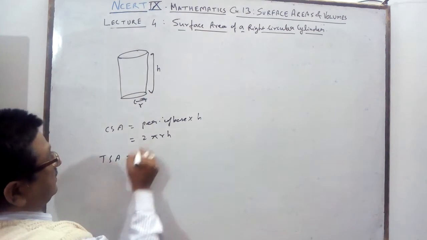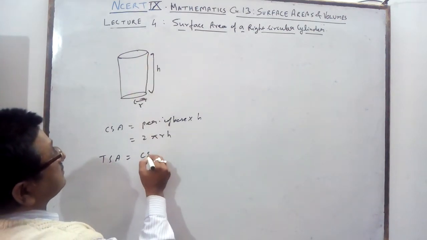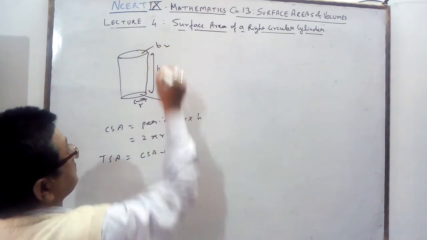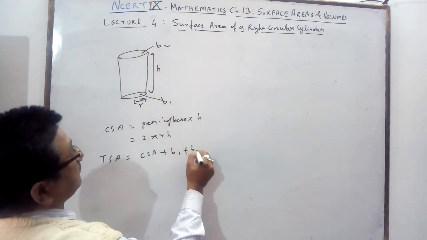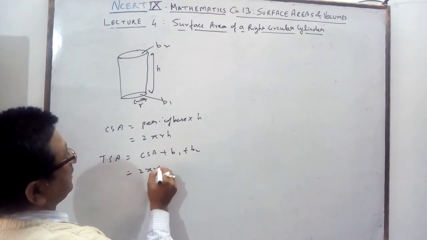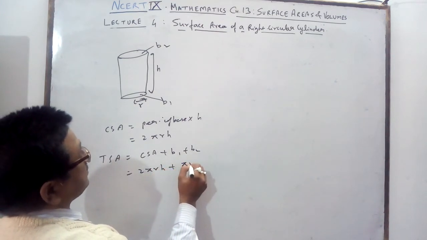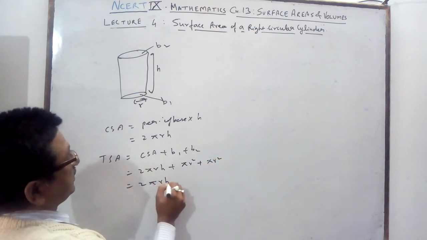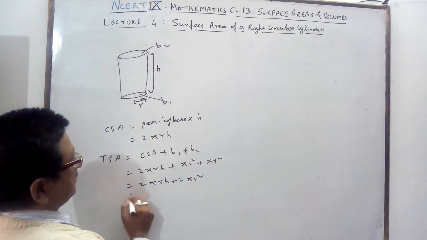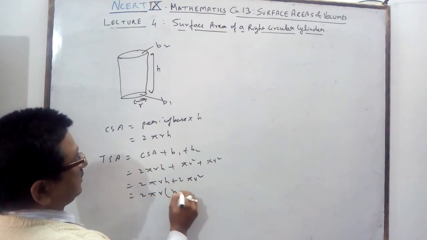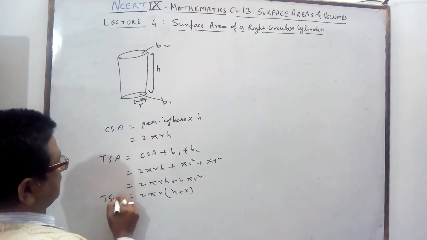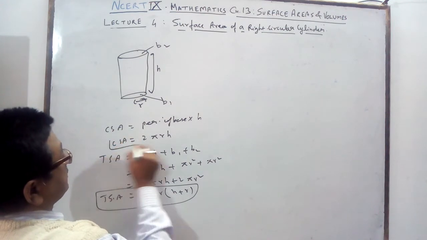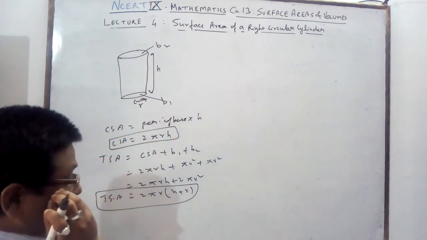TSA of the cylinder: there are 2 bases, so CSA plus base 1 area plus base 2 area, that is 2 pi r h plus pi r square plus pi r square, which gives you 2 pi r h plus 2 pi r square. 2 pi r common, what are you getting? 2 pi r into h plus r. It is the total surface area of a cylinder.